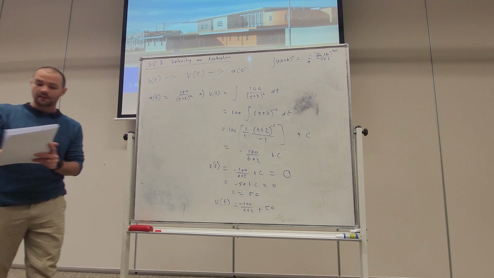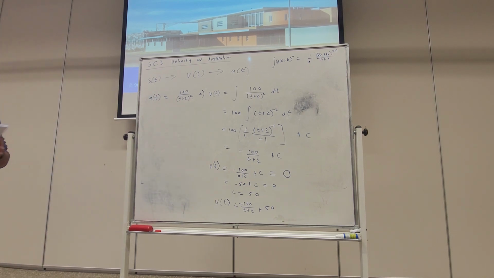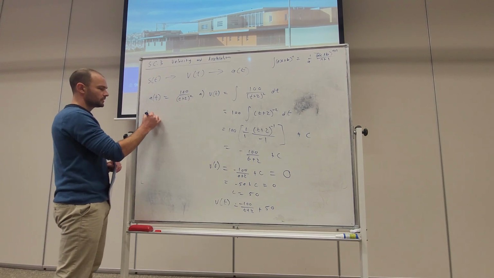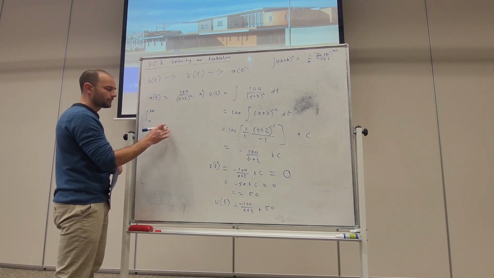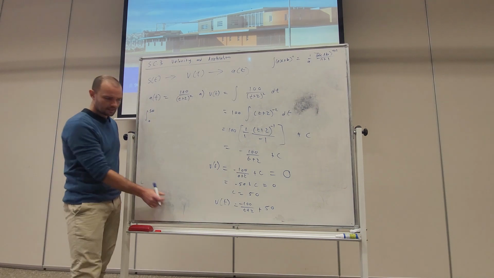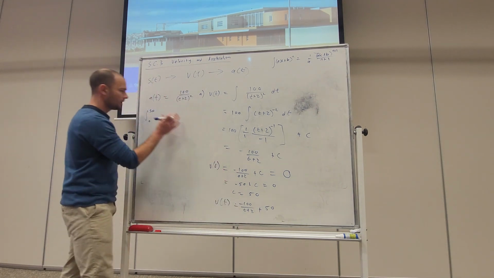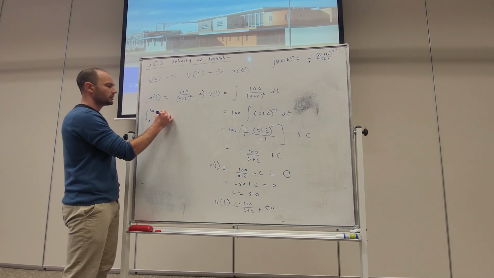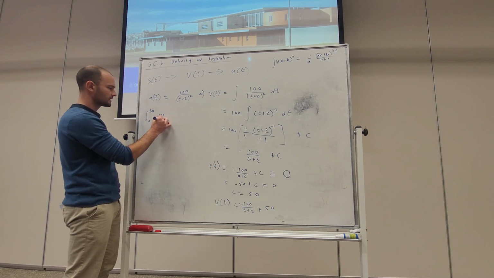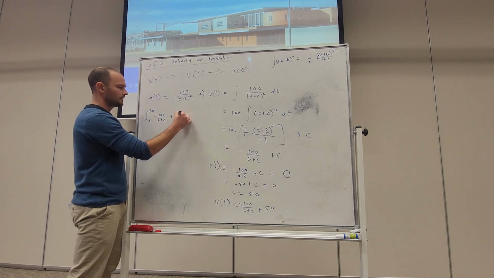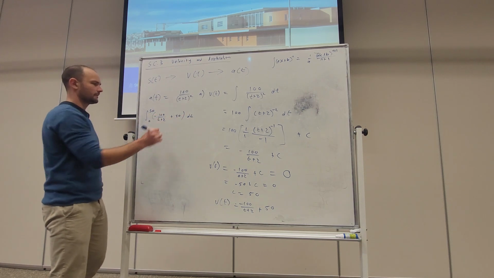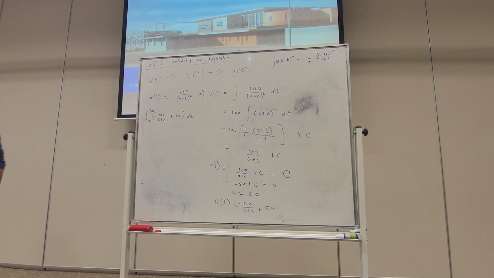Okay, part B says, now that you've found the velocity functions, find the integral from 0 to 300 of the velocity function v of t. So I'm just going to take our v of t and bring it up here. We have minus 100 on top of t plus 2, plus 50. And we're integrating the velocity function with regards to t.